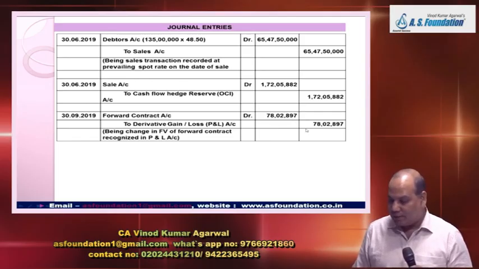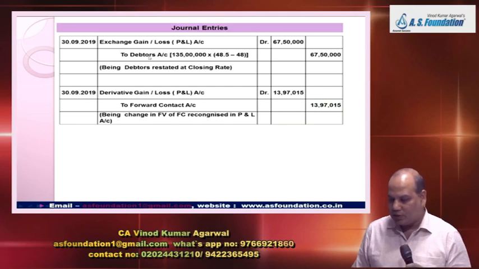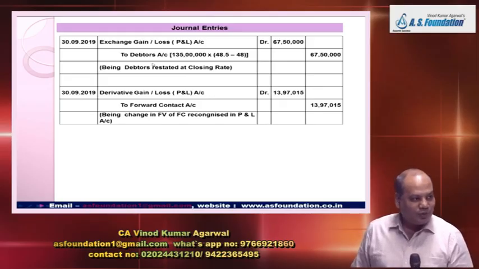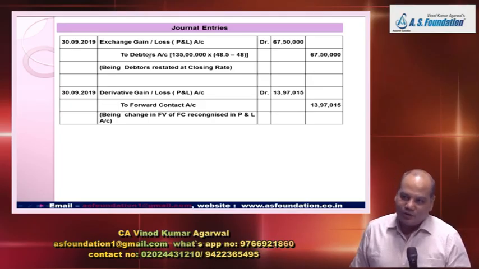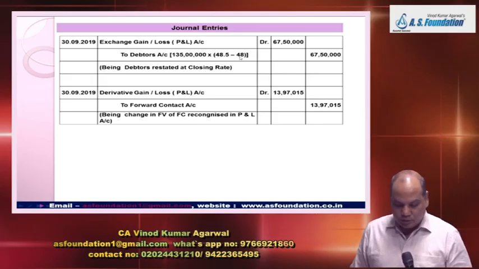Now the next date will be, we have to also revalue the receivable, because simultaneously IAS 21 is also working. That is, on every reporting date, monetary item will be valued at exchange rate on that date. So on 30th September, keep the question in front of you. The exchange rate is 48 rupees. Previously we recorded at 48.5. So there will be an exchange loss, because the value of your debtor has decreased.